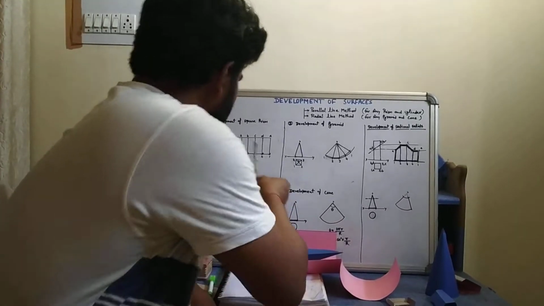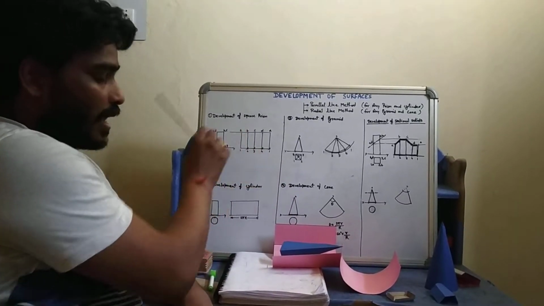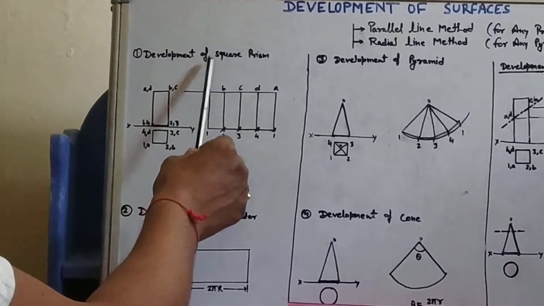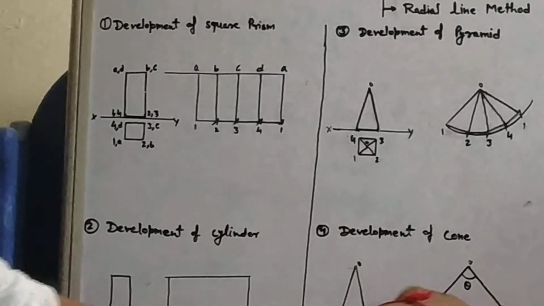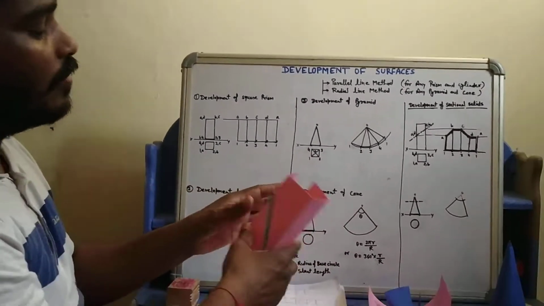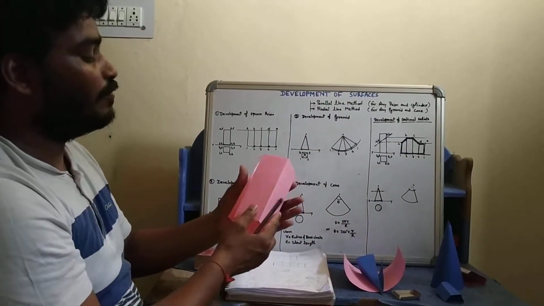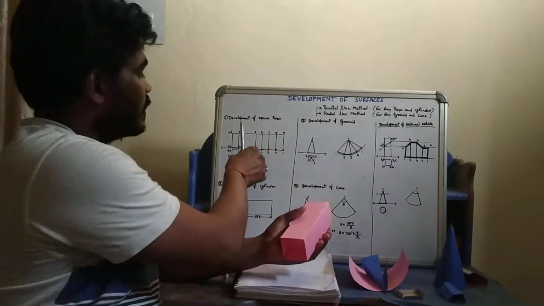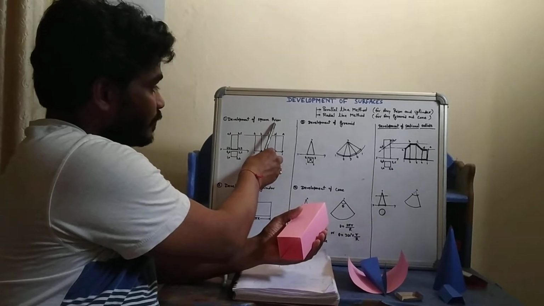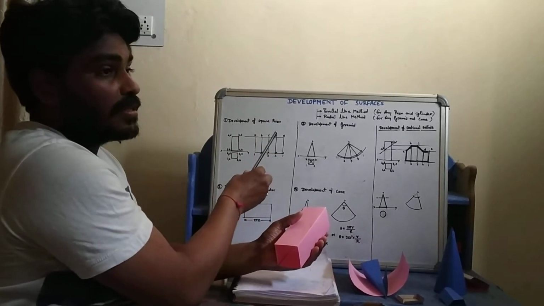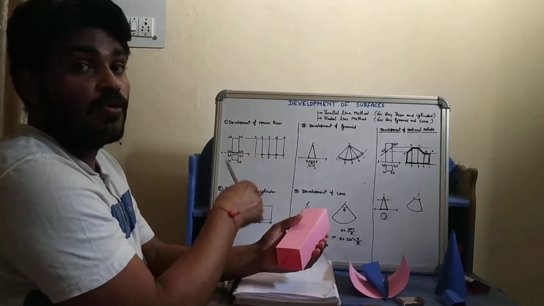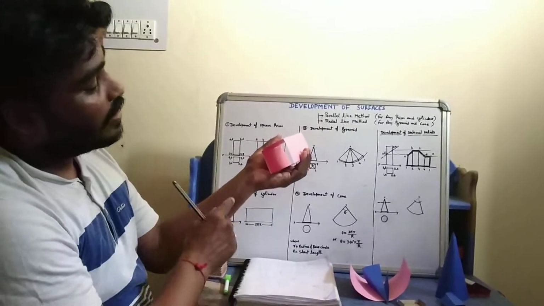Our first question is development of a square prism. Development of a square prism means first of all we have to consider which type of solid we have. So if we are talking about development of square prism, we must know what is a square prism and what it looks like. So I have one square prism.